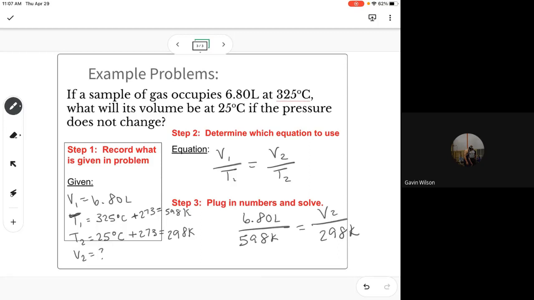So you can cross multiply again. And then I'm going to give you a second to solve and check for sig figs, and then we'll double check your work.